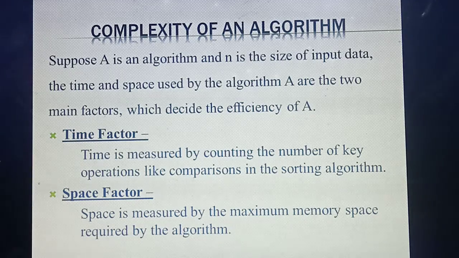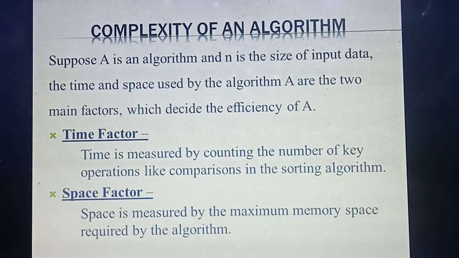Time factor means how we are calculating the time. For example, you are going to add two numbers. How many operations are required to add two numbers? Only one line, isn't it? Adding two numbers means A plus B, only one operation. In the same way, if you are going to add 50 numbers, how many operations will be required? Just think it out. 50 times you need to add, isn't it?